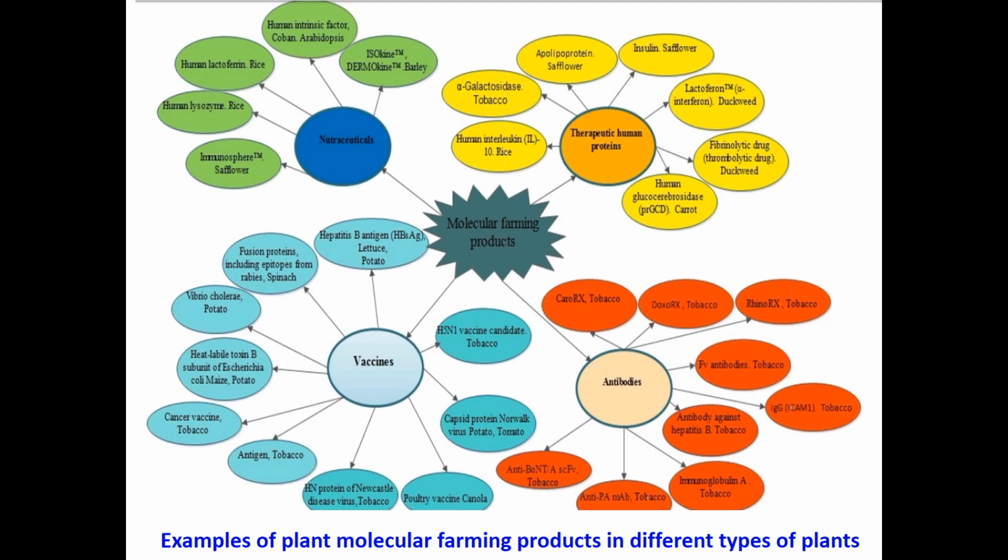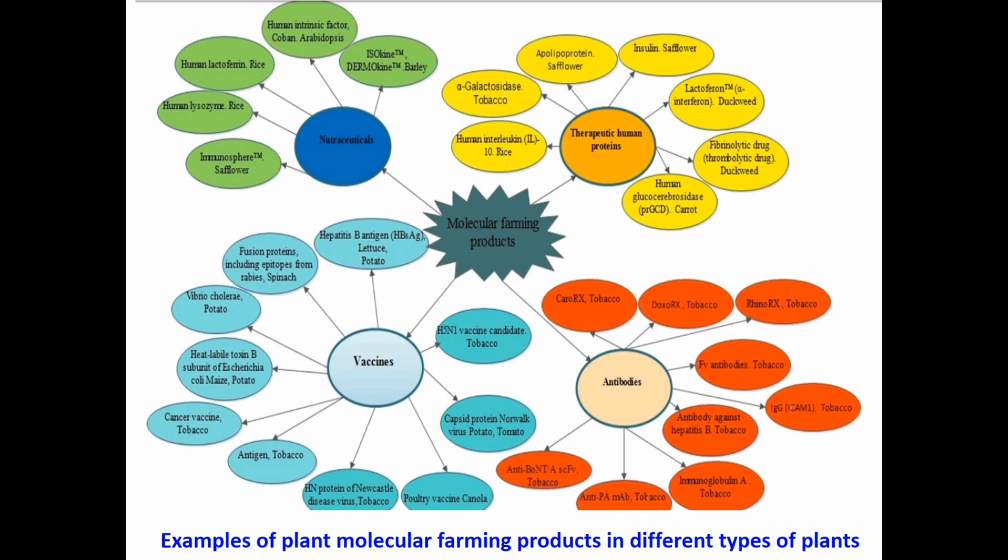Nutraceuticals, you have the safflower, and then you have the rice plant, which can be used for human lactoferrin production, and then human intrinsic factor in Arabidopsis plants, and barley is also used for production of nutraceuticals.